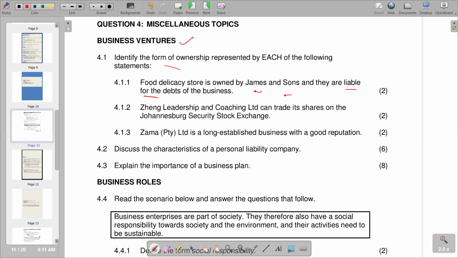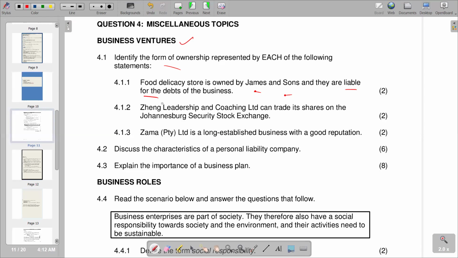So remember also the other forms of ownership that we have. We also have a public company, and we can have a private company. So the name of the business can easily tell you. If it's a limited company, we know that there is the abbreviation LTD that we should see in the name, so that we can say it's a limited company. So this one we're saying it's a partnership.